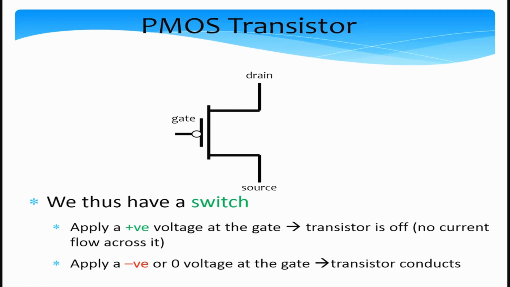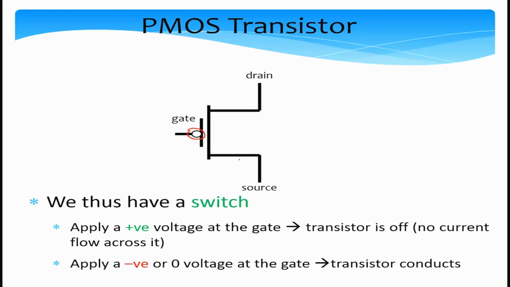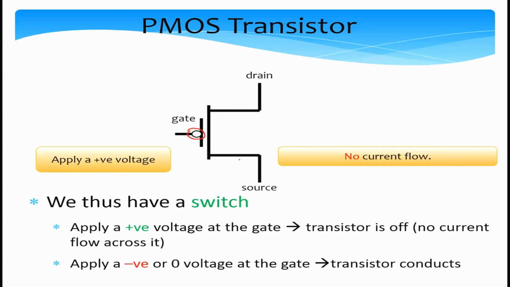Now let's take a look at the symbol of the PMOS transistor. It is more or less the same as that of an NMOS transistor, with one simple difference: the circle over here at the gate terminal. That's mainly the only difference. Otherwise, the rest of the diagram is the same, and we have two terminals, the drain and the source, which are interchangeable terminals. In this switch, if we apply a 0 or negative voltage, the transistor conducts, and the current flows from the drain to source. And if we apply a positive voltage at the gate, the transistor is off, there is no current flow.